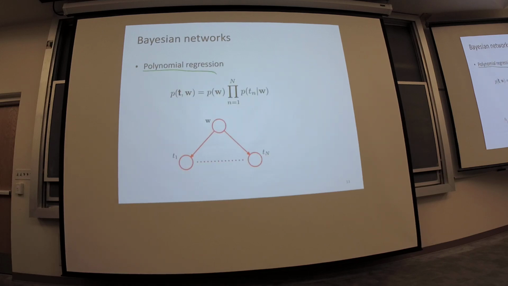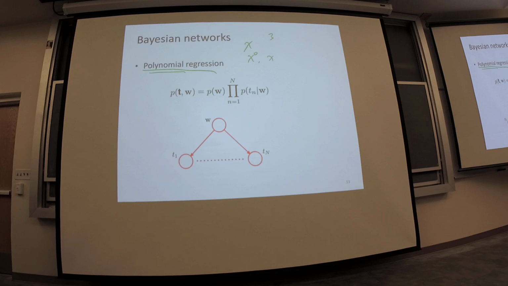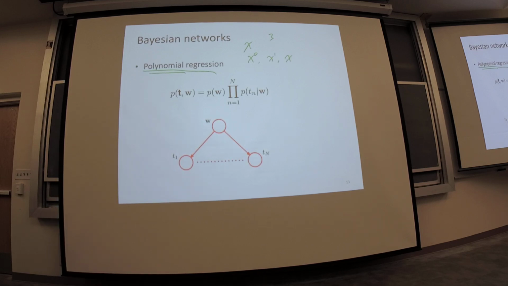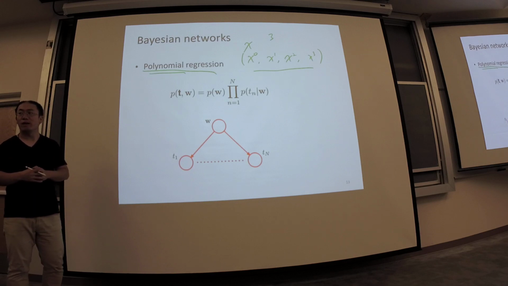Okay, let us look at a practical example for Bayesian networks. Polynomial regression. So what is polynomial regression? If you still have some impression, it basically means I have a scalar feature x, and I choose an order polynomial. Say I take order 3, then I have features x to the power of 0, 1, 2, and 3. So I use this vector as my transformed feature vector and construct a linear regression model.